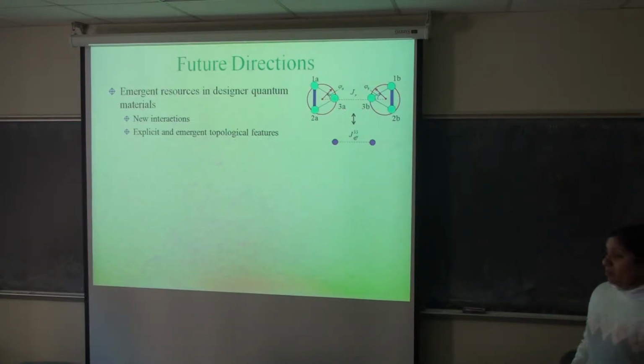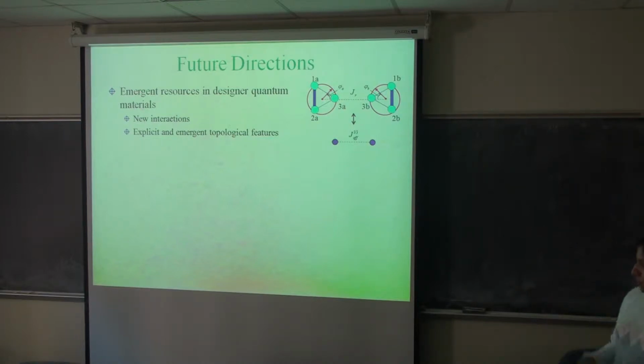And so there are many possible future directions that we could explore, and I'll just mention a few of them briefly here. So first of all, we might be able to build on the fact that new resources emerge in these designer quantum materials that don't exist for the individual building blocks. So, for example, we've seen that using only antiferromagnetic exchange interactions between individual spins, we can generate effective ferromagnetic exchange between logical qubits, which act as effective spins.